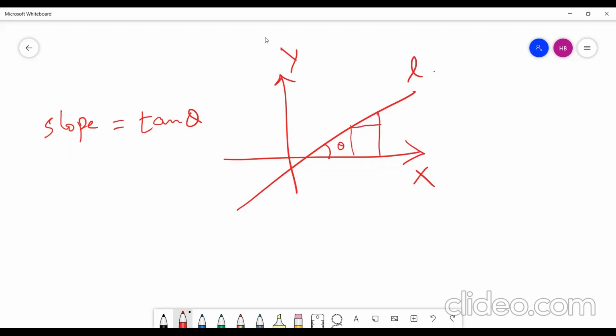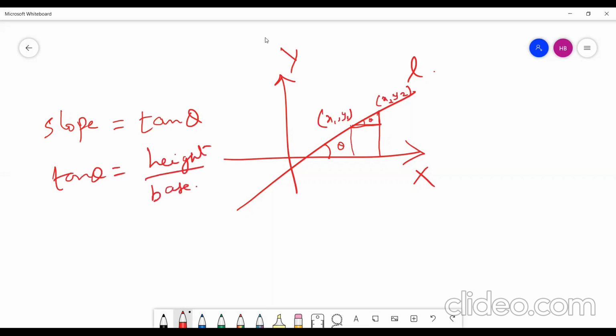Now, this line is parallel to the y-axis. Therefore, this angle would also be theta. Now let's say the coordinates of these points are x1, y1, and x2, y2. Then how do we calculate tan theta? Tan theta is height divided by base. We know that from geometry, tan theta is equal to height divided by base.